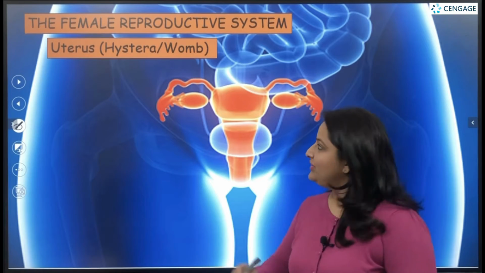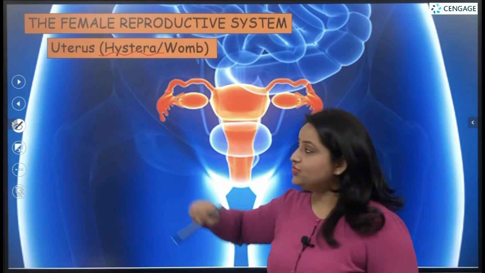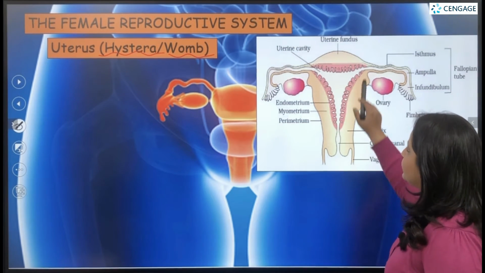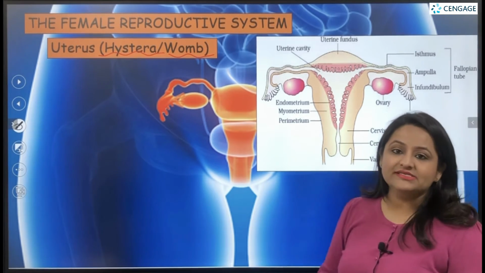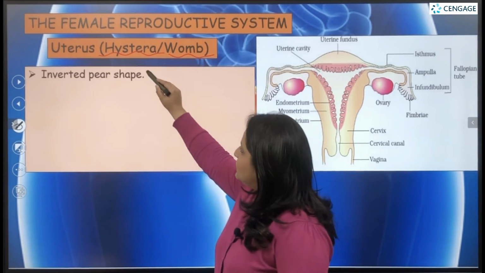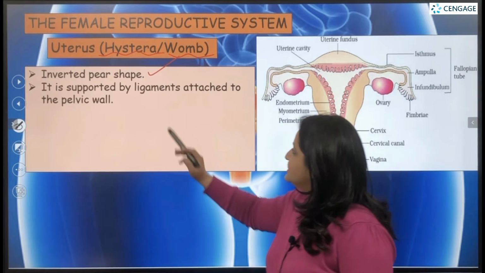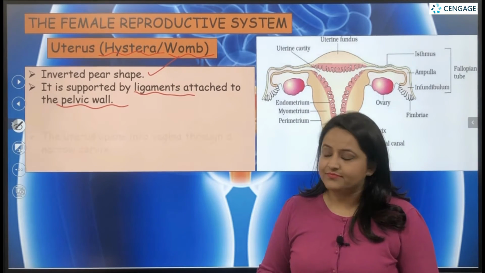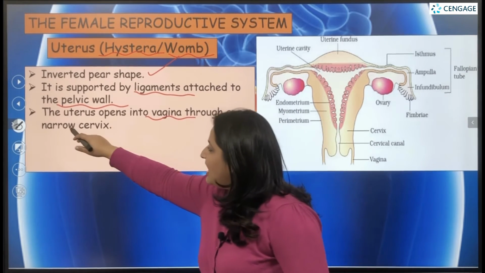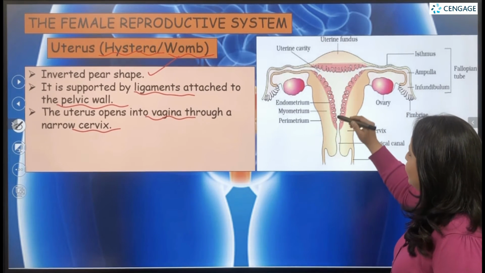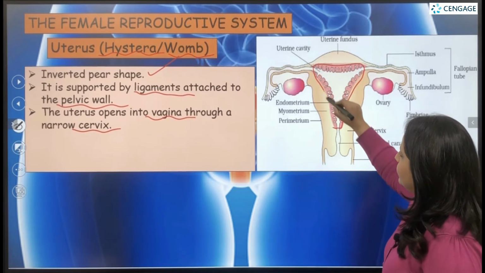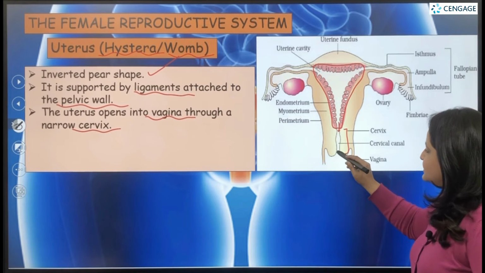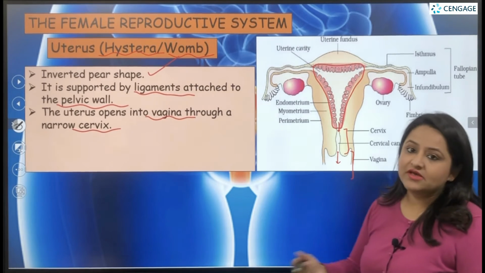The uterus is also known as hystera, or it is also known as womb. So what is uterus? This whole area where the embryo or the fetus undergoes development is known as the uterus. The uterus is an inverted pear-shaped structure and it is supported by the ligaments and attached to the pelvic wall by the help of ligaments. The uterus opens into the vagina through a narrow area that is known as the cervix. So this whole area is the uterus till here, from here and here. Then the uterus leads into a narrow area which is known as cervix, and from the cervix it then extends into the area which is known as vagina.